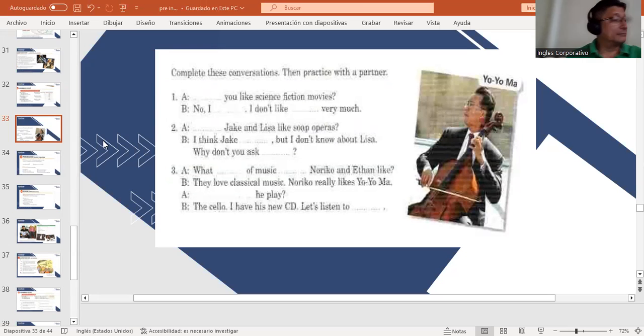Gabriel. Teacher, one question. When we join two people, we don't use does. We use do. Two people, we use do. Only one person, we use does. Okay. Thank you, teacher. Yes. Entonces la segunda línea sería do, Jake and Lisa. Yes. Okay, gracias.